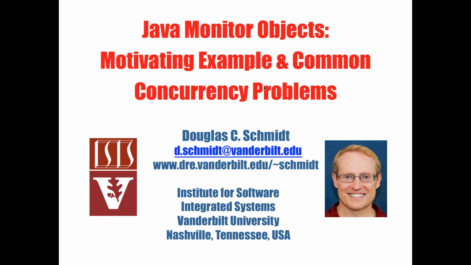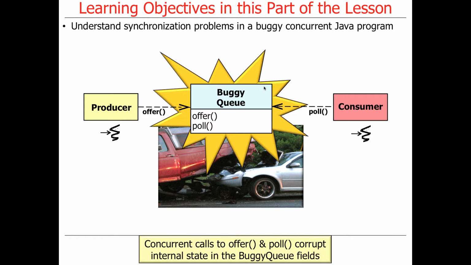So if you recall last time, I talked about what a monitor was, the history of monitors real quick, and what a built-in monitor object is in Java. What we're going to do now is I'm going to give you a motivating example where the lack of this stuff causes problems, and we'll talk about some common concurrency problems that arise in this context.